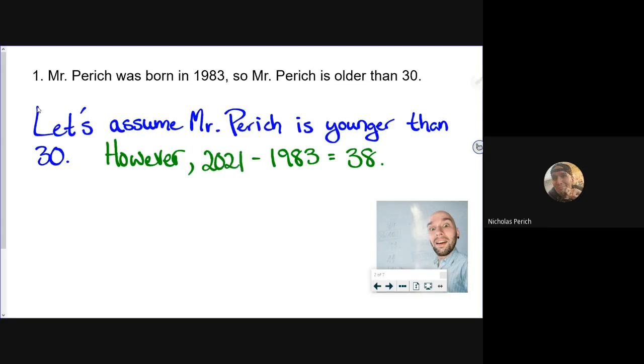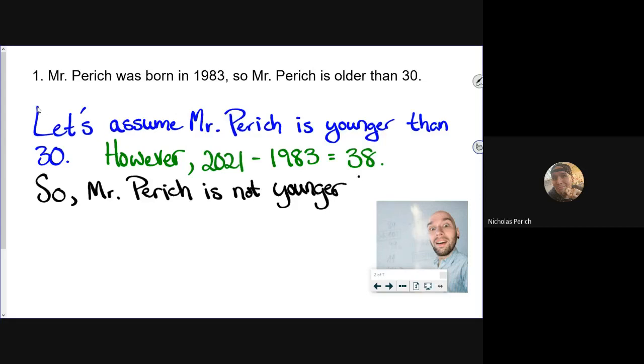Well, they're paying attention. So I'm actually 38 years old because the current year is 2021. So Mr. Perich is not younger than 30.